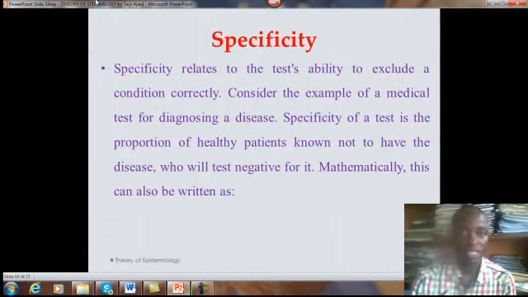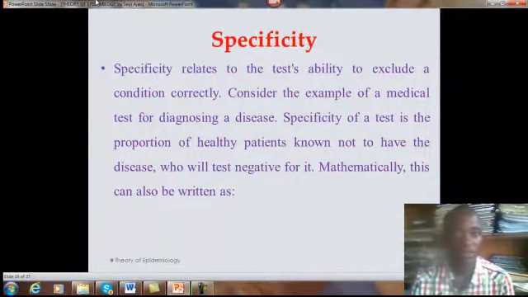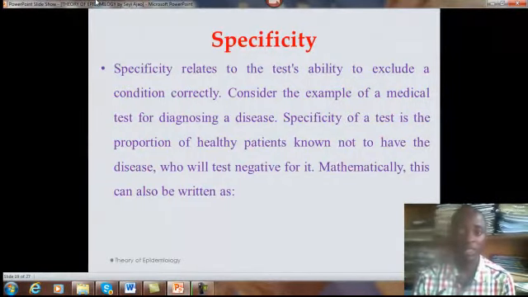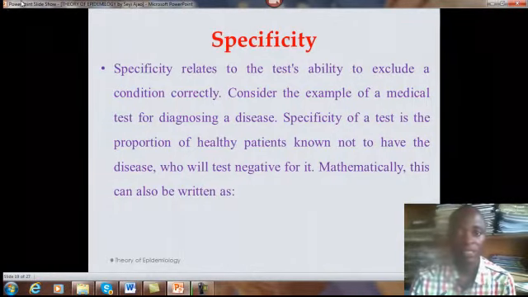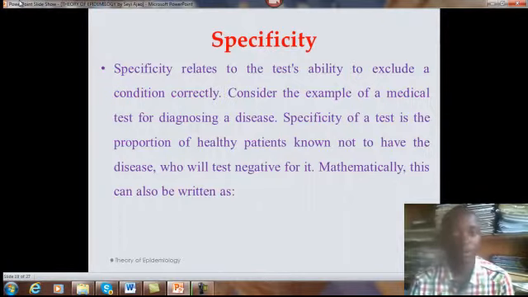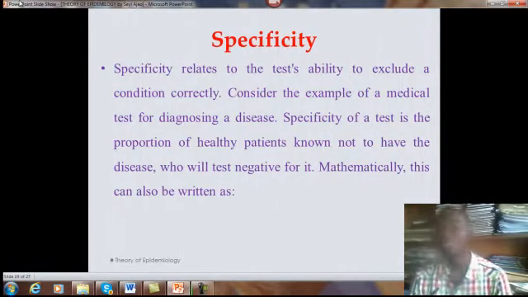So that is sensitivity. Specificity is another one. It's related to the test's ability to exclude a condition correctly. Consider the example of a medical test for diagnosing a disease. Specificity of the test is the proportion of patients known not to have the disease who will test negative for it. So it's just the other side, the opposite of sensitivity.